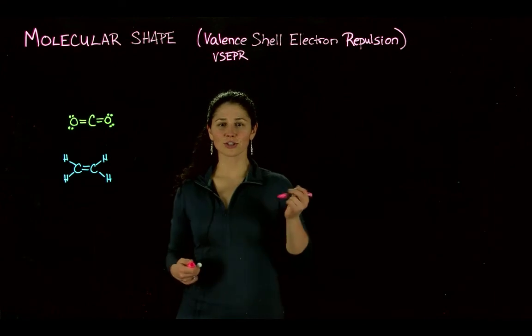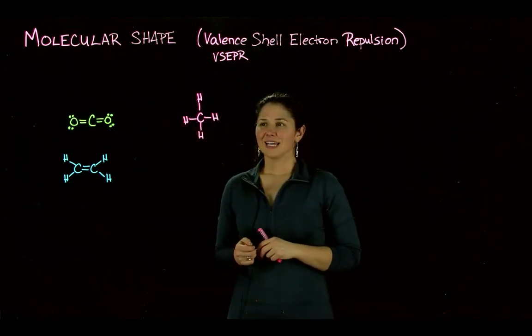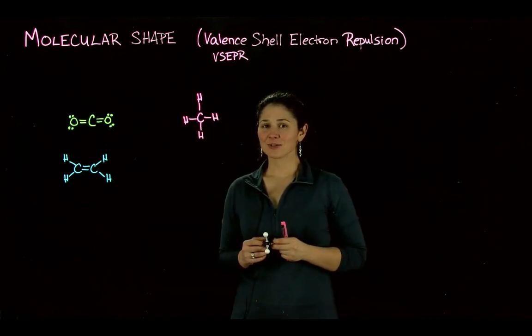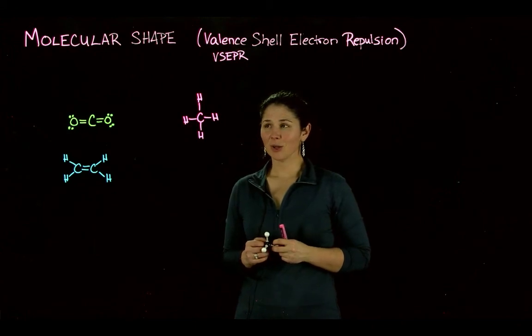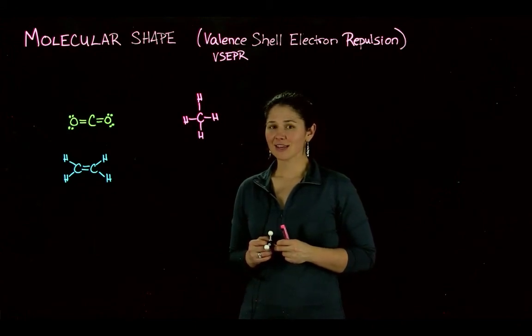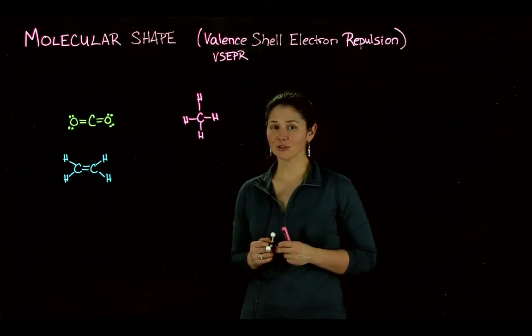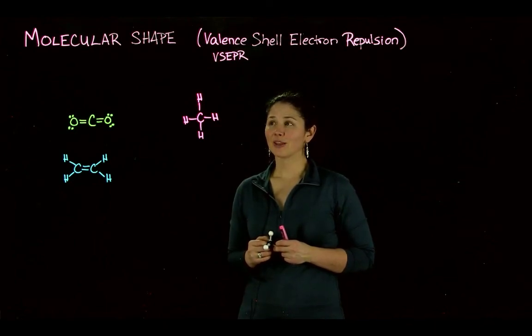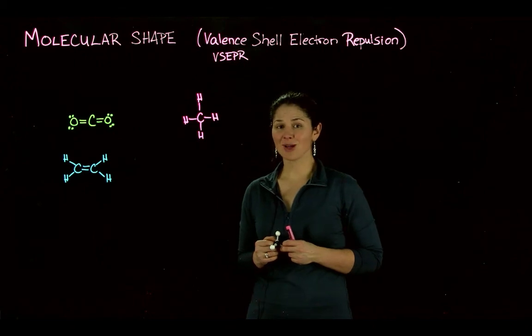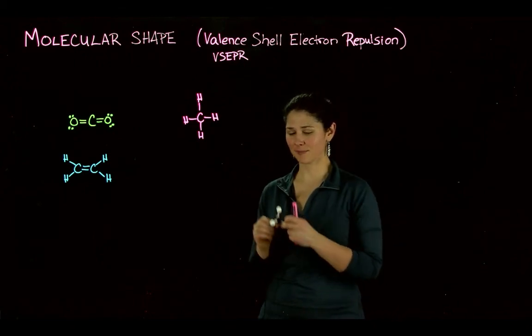Now let's draw the Lewis structure for CH4. It's really easy to deceive yourself and think that this is a flat molecule, but it's not. Remember, anything that has 4 groups around the central atom will have a tetrahedral electronic geometry, and when those 4 groups are bonds, the molecule will also have a tetrahedral geometry.